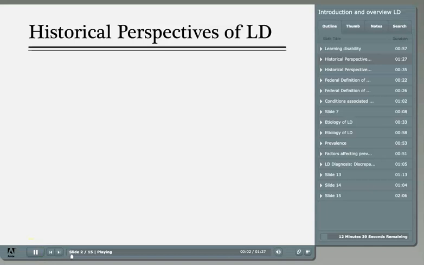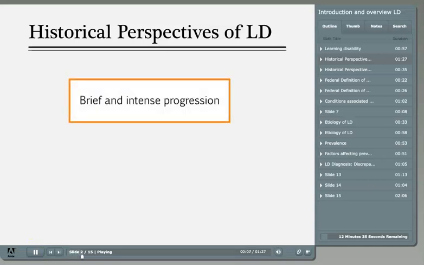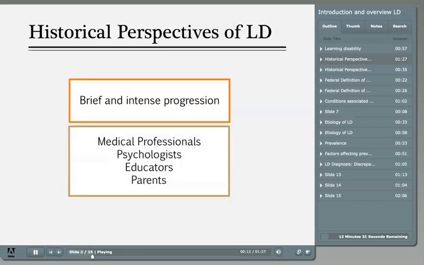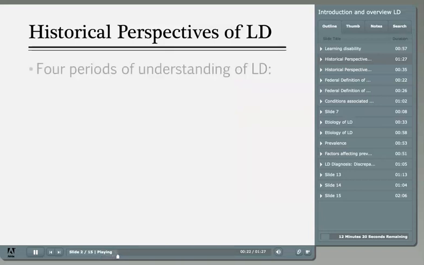Compared to other disability areas, the field of learning disabilities has had a brief and relatively intense progression. Over the years, it is the contributions from medical professionals, psychologists, educators, and parents that have helped define and come to the current understanding of the disorder. Development of the learning disability field can be best described and understood through 4 phases.